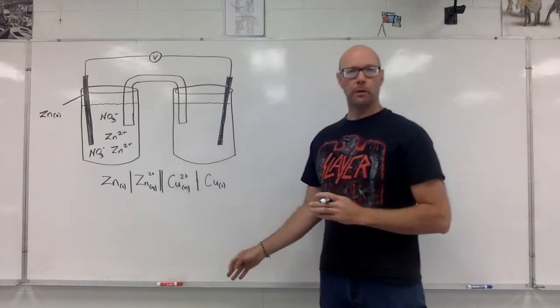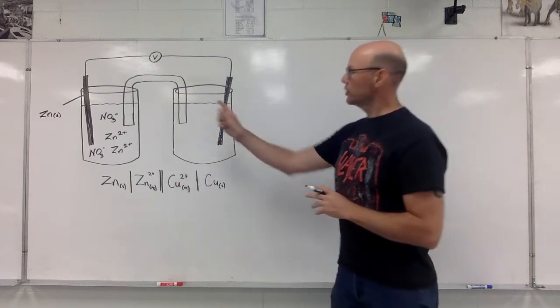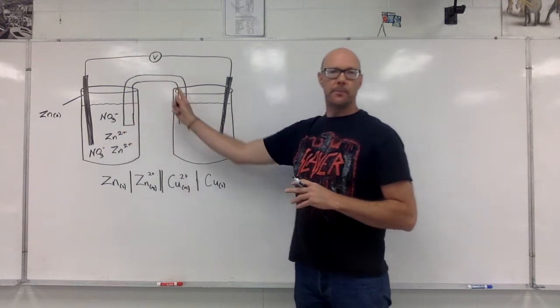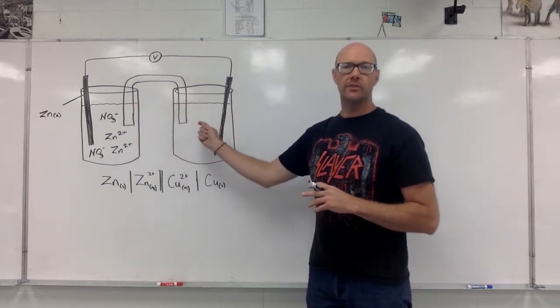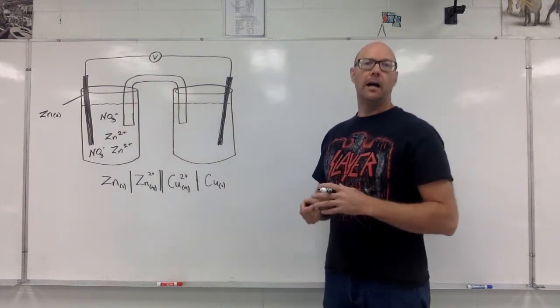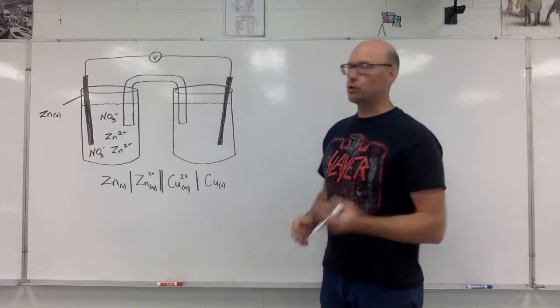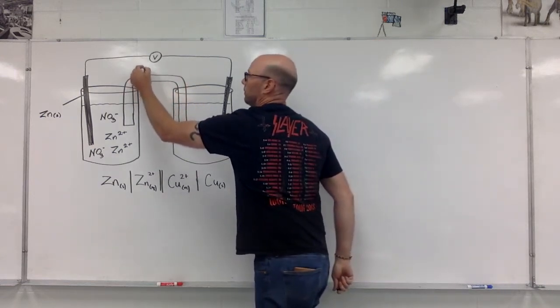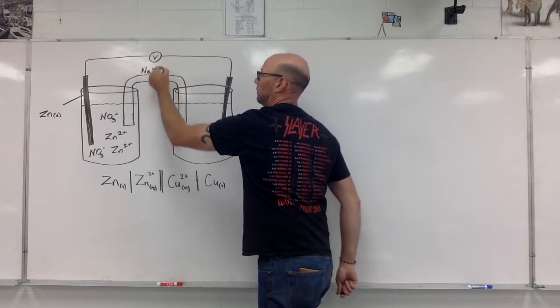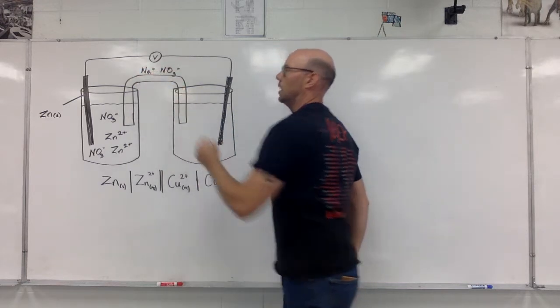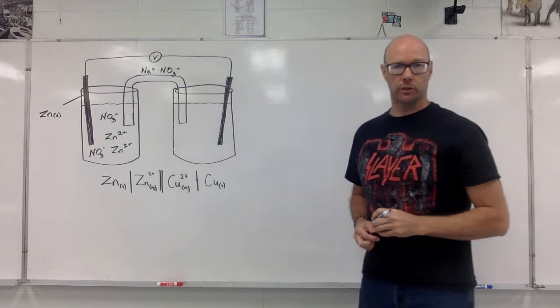We have the salt bridge. Remember, that's going to be an ionic solution here in this upside down U-shaped piece of glass. A typical example of a salt bridge is sodium nitrate. Sodium nitrate in there, an ionic solution.